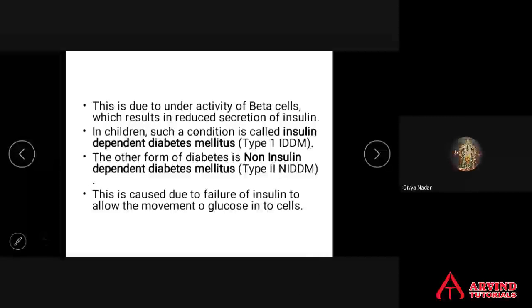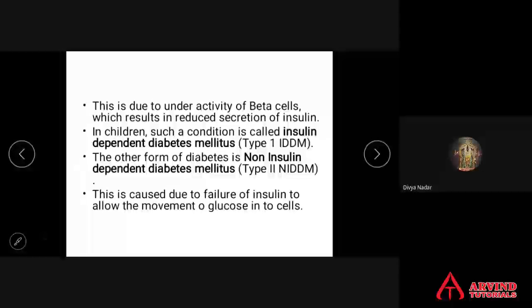The main function of glucagon is to increase the level of glucose in the blood. So glucagon is called a hyperglycemic hormone. The second group of cells are the beta cells. Beta cells secrete a hormone called insulin. Insulin lowers the level of glucose in the blood, so it is called a hypoglycemic hormone. It decreases the level of glucose by helping the cells to take in glucose from the blood.